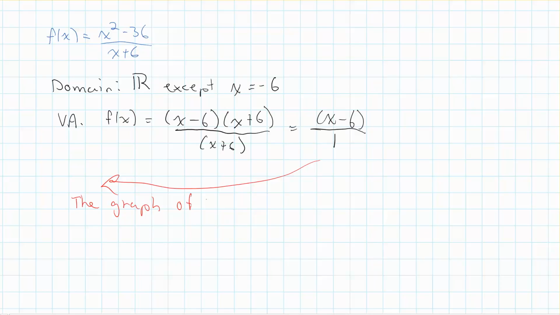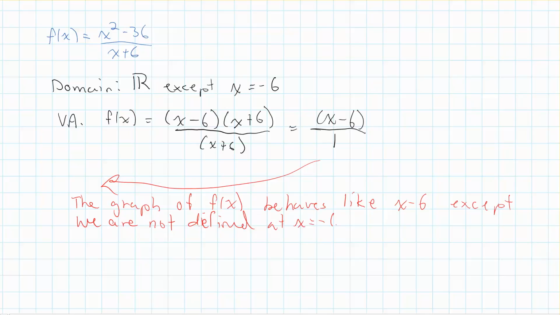of f at x behaves like x minus 6, except we are not defined at x equals negative 6, because that's not in the domain of the original function. Now, it's absolutely what the graph is going to look like. It's going to look like x minus 6, but it's not defined at x equals negative 6. So what does that mean?